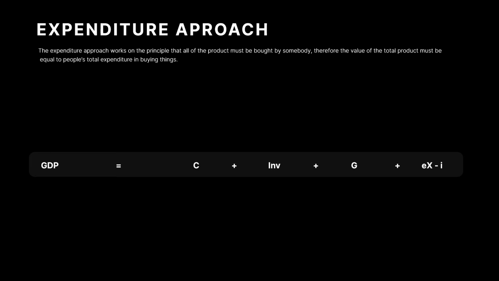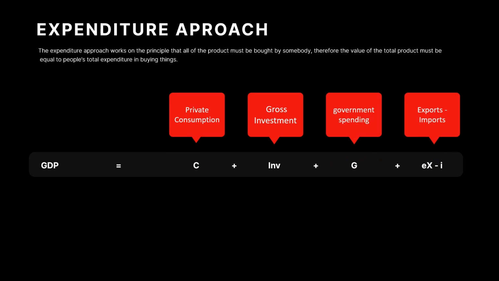The significant method of calculating the expenditure approach is GDP equals C, private consumption, plus I, gross investment, plus G, government spending, plus EX minus I, where EX minus I is exports minus imports.